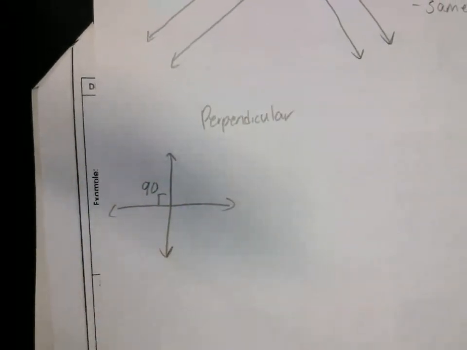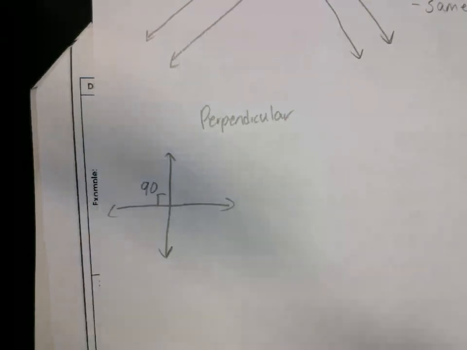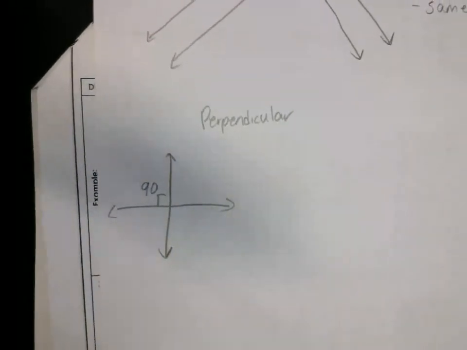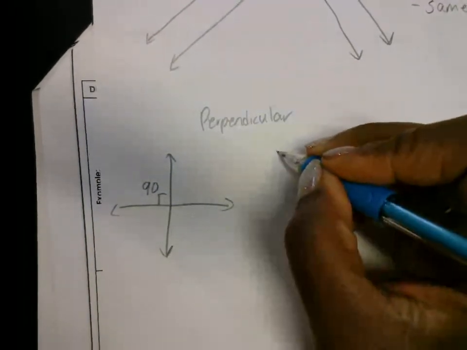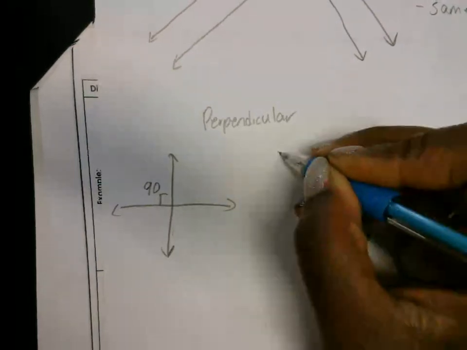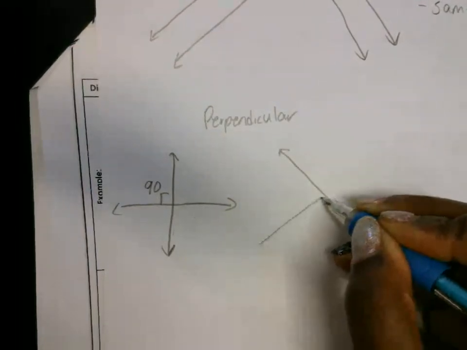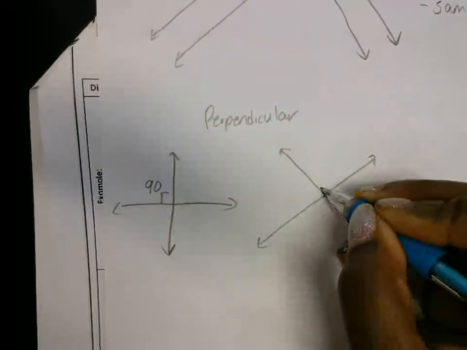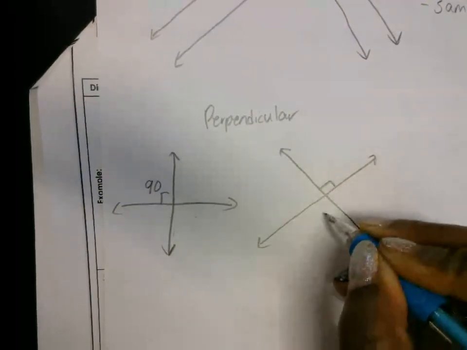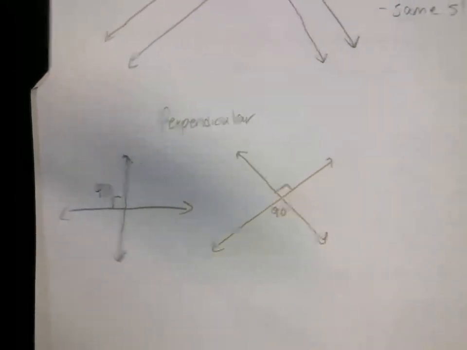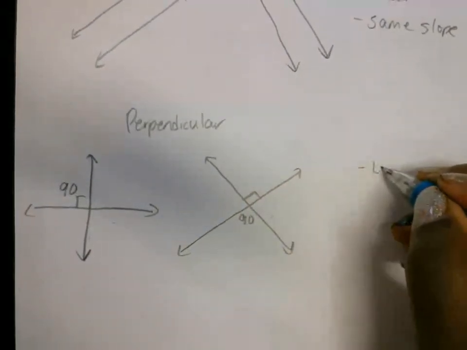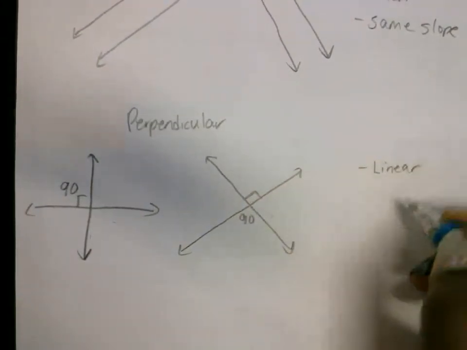If they just cross but don't form 90-degree angles, they're not perpendicular, they're just intersecting lines. But lines that cross to form four right angles are perpendicular. Even if it looks like this, it's perpendicular if these are 90-degree angles. They are still linear. Perpendicular lines are linear.